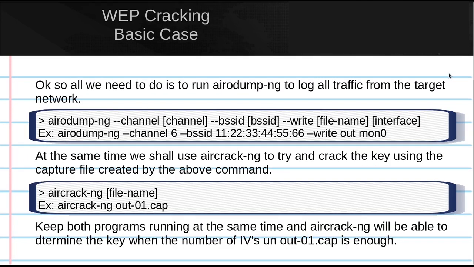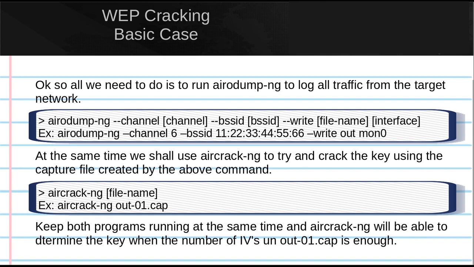Okay, so from the previous video we know that to crack a WEP key, all we have to do is sniff packets from the target network and gather as many IVs as possible. Once we do that, Airodump-ng will be able to use statistical attacks to determine the key stream and then the WEP key.